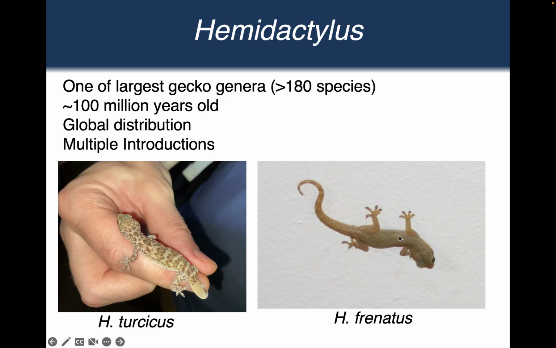But these aren't the only two Hemidactylus that have been successful colonizers. They're just kind of the two most common. But Hawaii has other species of Hemidactylus. I want to say Louisiana has a third species of Hemidactylus. So these aren't the only successful invasive species in Hemidactylus, but they're maybe the two most well known.